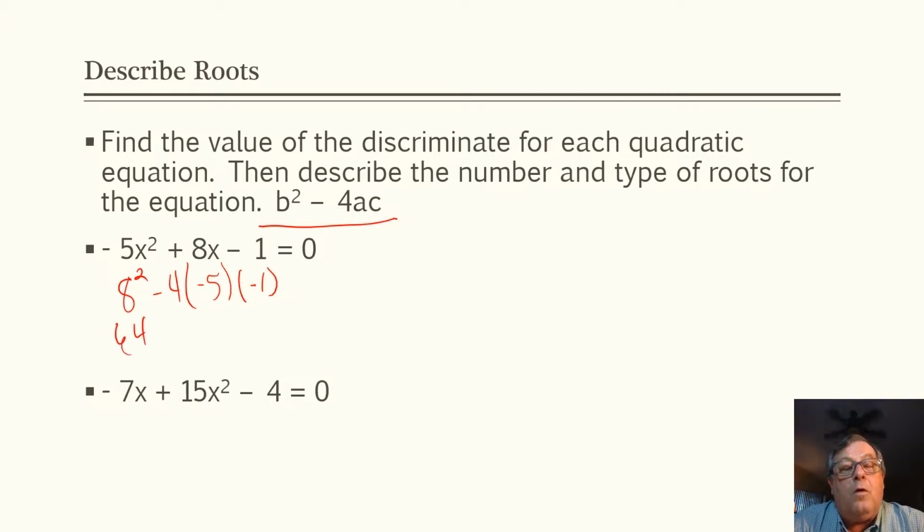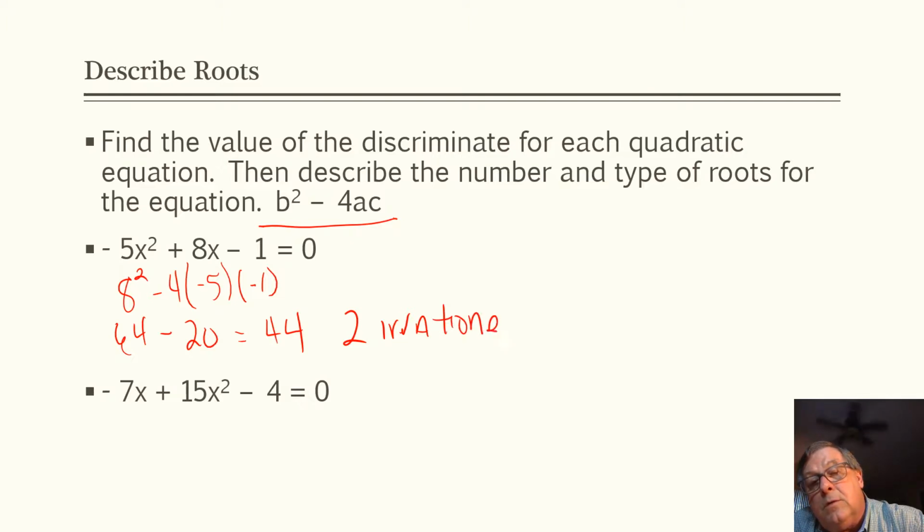And then negative 4 times negative 5 is positive 20, times negative 1 is going to be negative 20. And so the discriminant is going to be 44. Well, 44 is not a perfect square, but it's greater than 0, obviously. And so therefore, we're going to have two irrational roots.